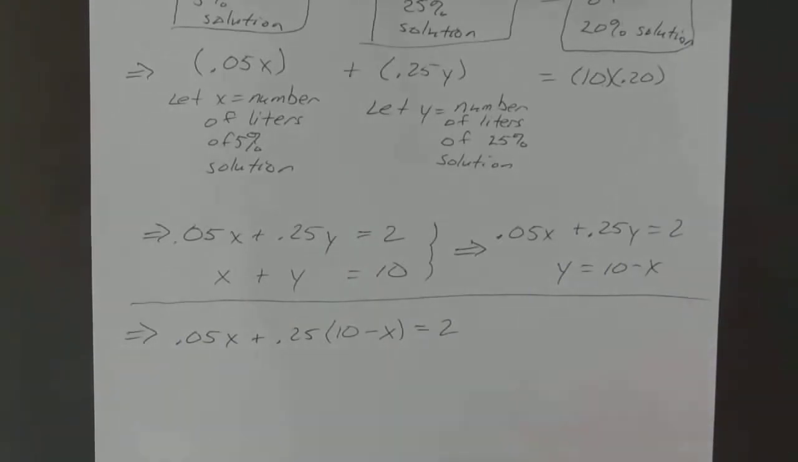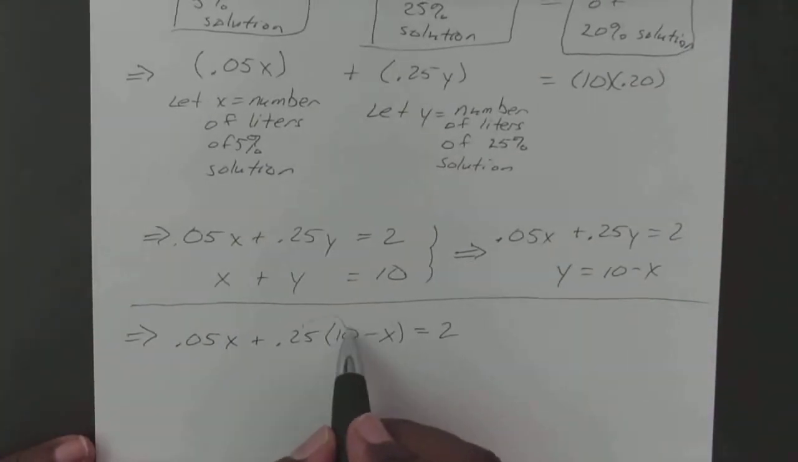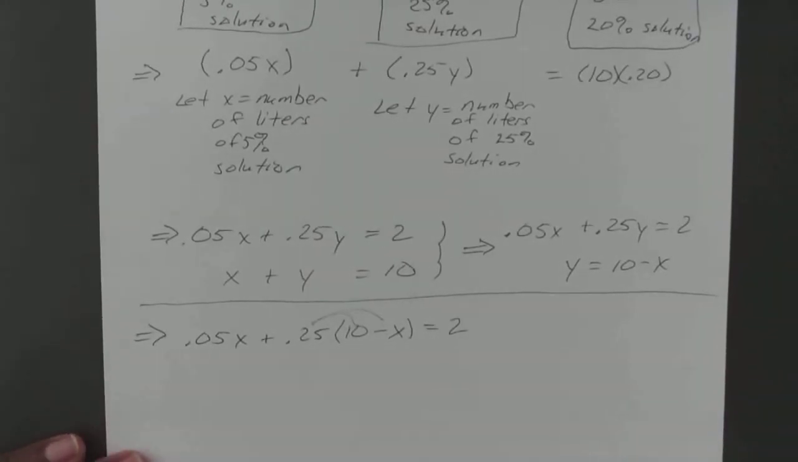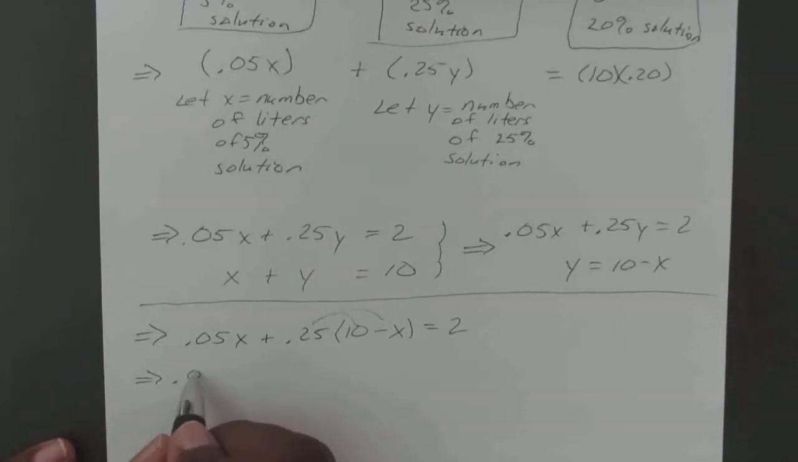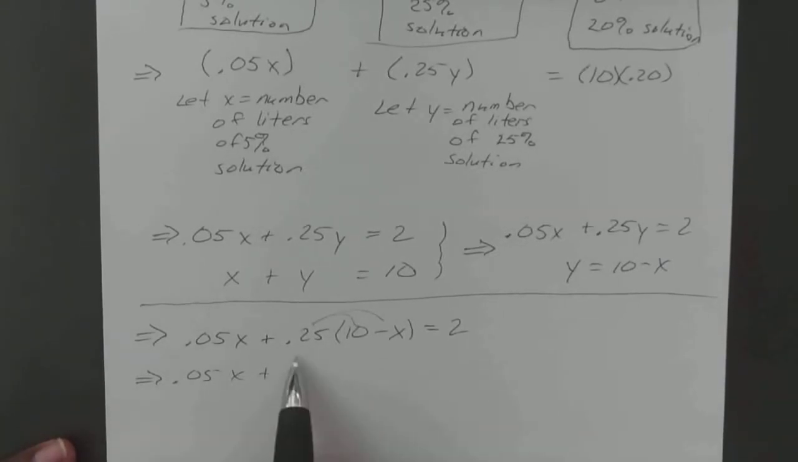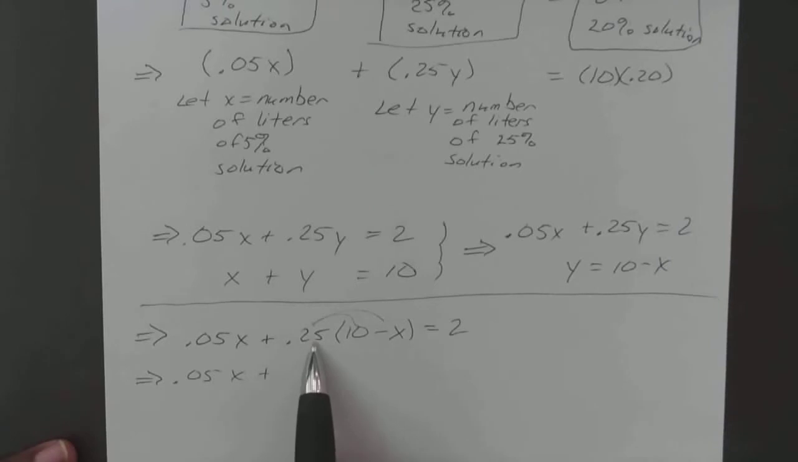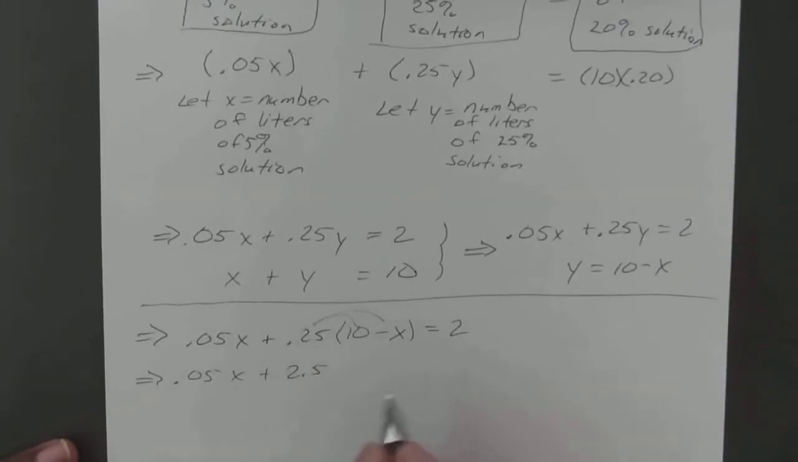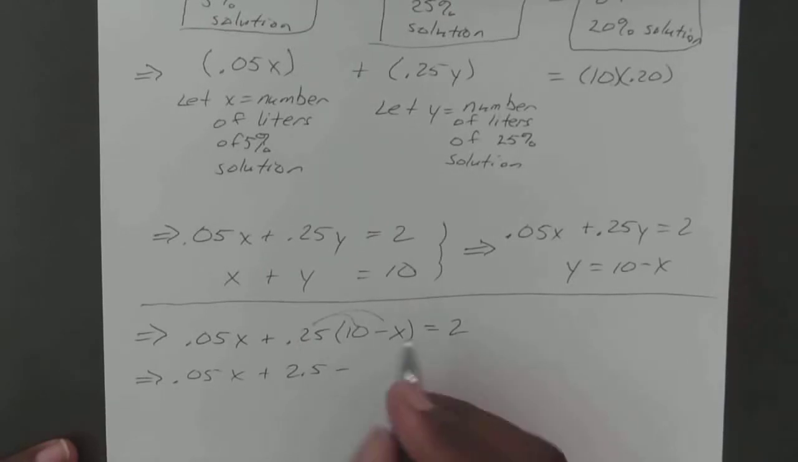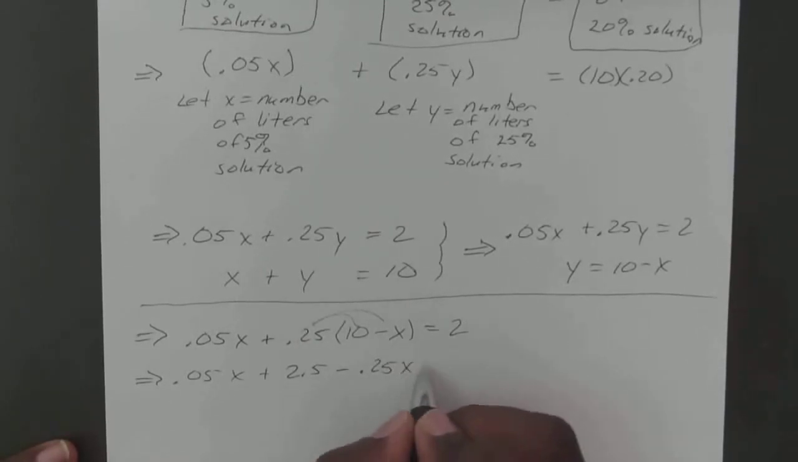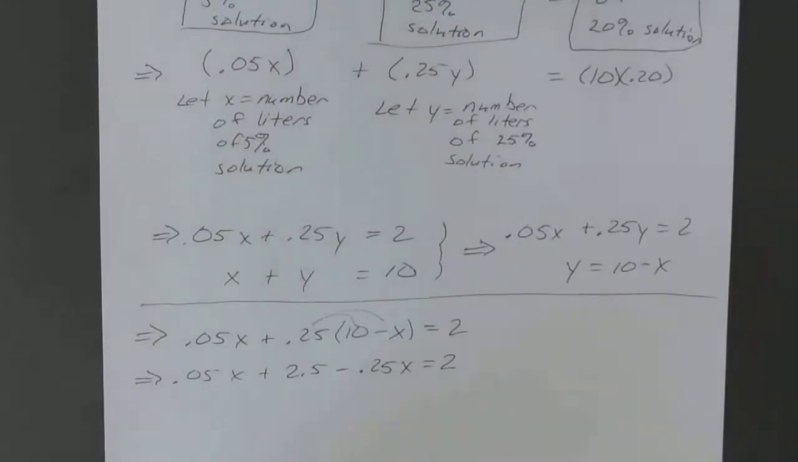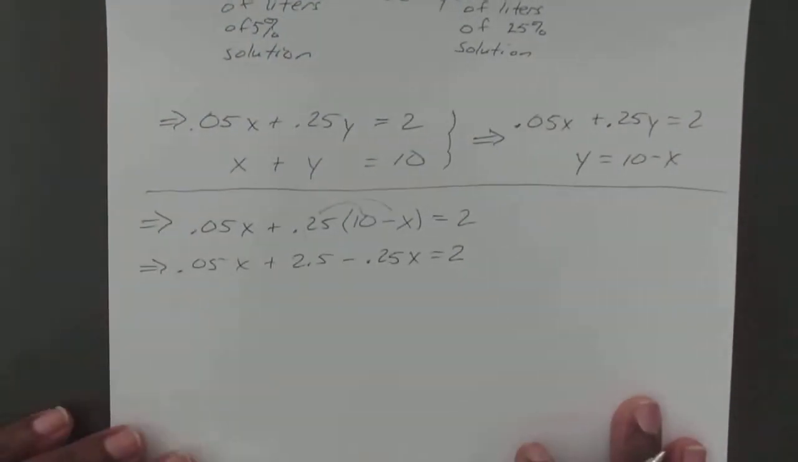All we have to do there is solve for our x. So we get rid of the parentheses first. Plus 0.25 times 10. Whenever you get a decimal times 10, 100, 1,000, count the number of zeros, and that's how many places you move the decimal to the right. So 0.25 times 10 is 2.5, moving the decimal one place. Minus 0.25x equals 2.